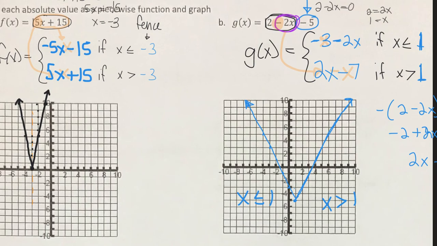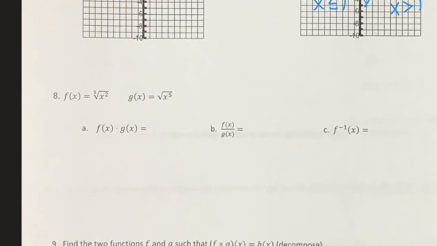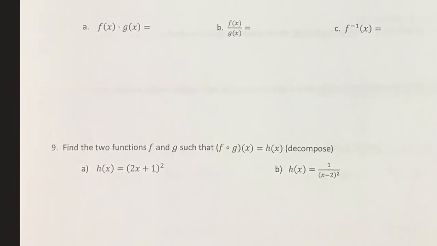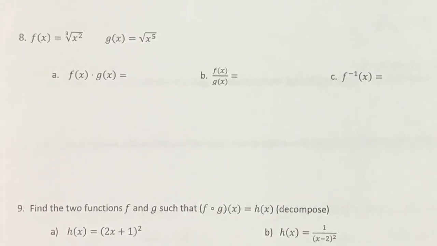Let's see, what else do we have to do then? Let's move down. Some more things there, and then some decomposition. Okay, we can handle this. There's not much left. So 2 functions, we're going to multiply them, we're going to divide them, and then we're going to find their inverse. Okay, so we'll be right back.